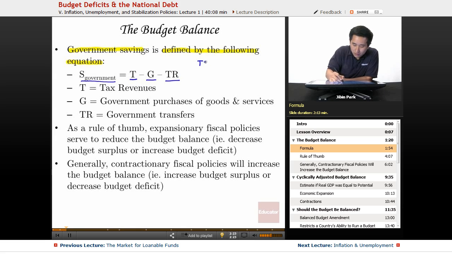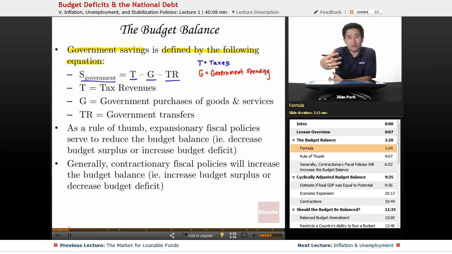T equals the taxes. So all the taxes that are coming in, whatever form, whether it's the federal income tax, the estate tax or gift tax, or any type of tariff, that's the amount of money coming in. G is going to be government spending. This is all the money that's going out, being spent on different goods and services. Again, that's an expense to the government, so that's why it's a negative, whereas taxes are positive.